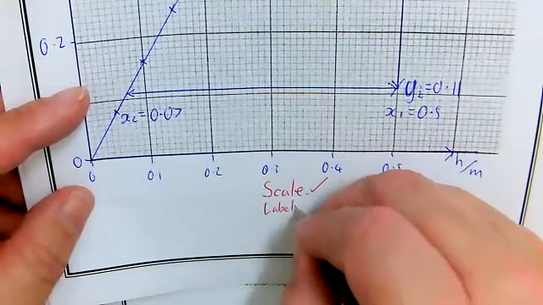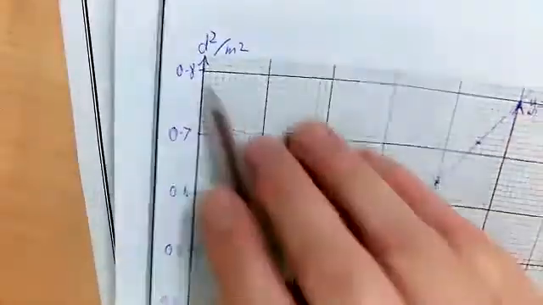Then you get your axes or your labels, height in meters, distance squared in meters squared. So that's worth a mark.